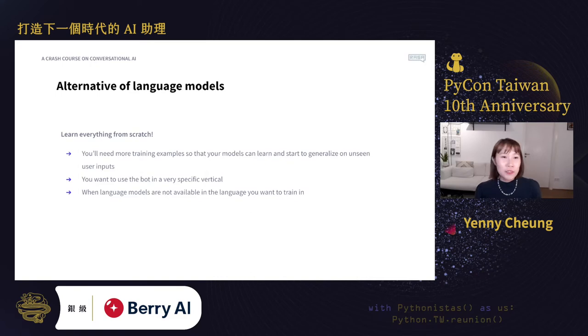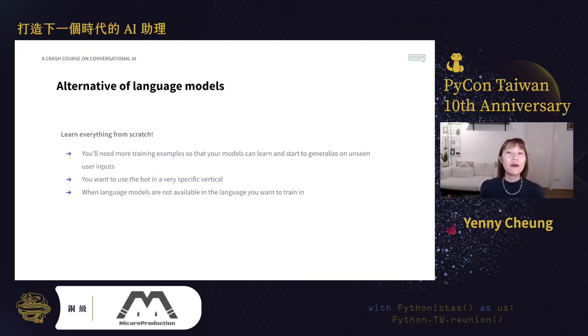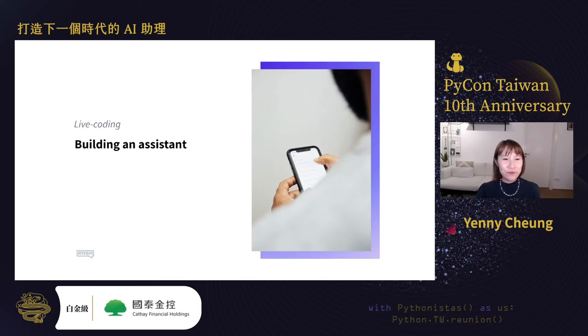There are also different reasons why you might want to do that. For example, if you want to use the bot in a very specific vertical, such as legal vocabulary, financial knowledge, or maybe it needs to know plant names very well, and that's not something you can find in the pre-trained language corpus, then that might be something you want to do so that the performance would be better. At the same time, I think that also struggles for folks that speak languages other than English and the other popular languages. I think Chinese sometimes is also a bit difficult. When the language models are not available in the language you want to train in, then you have no choice.